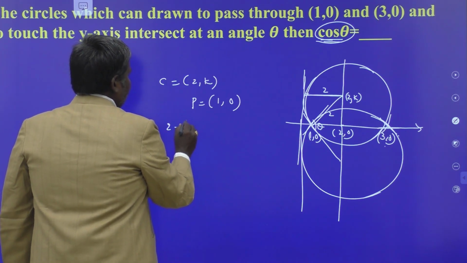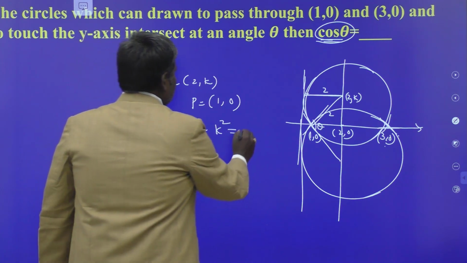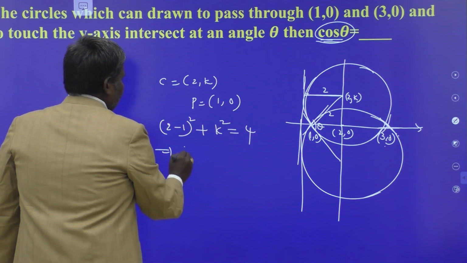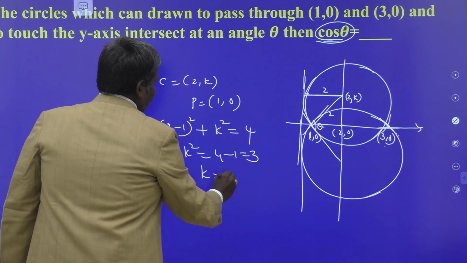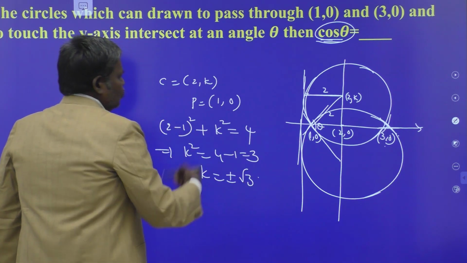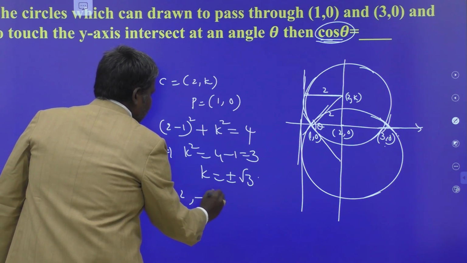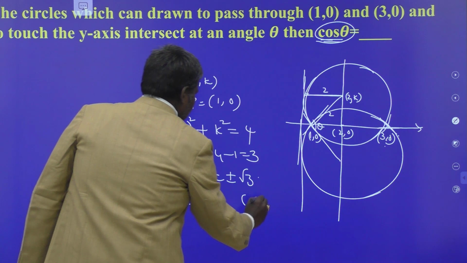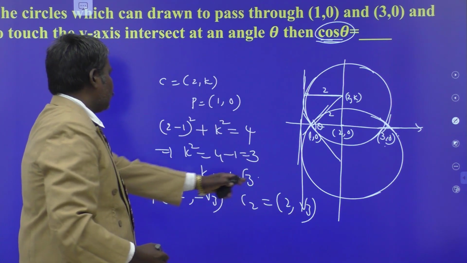Radius. So (2 minus 1) whole square plus (k minus 0) whole square is equal to 4 itself. So what is your k square value? 4 minus 1, that is 3. The value of k is equal to plus or minus root 3. So what are the possible centers here? 2, minus root 3 is one center and the other center is what now? 2, root 3. So these are the two centers.